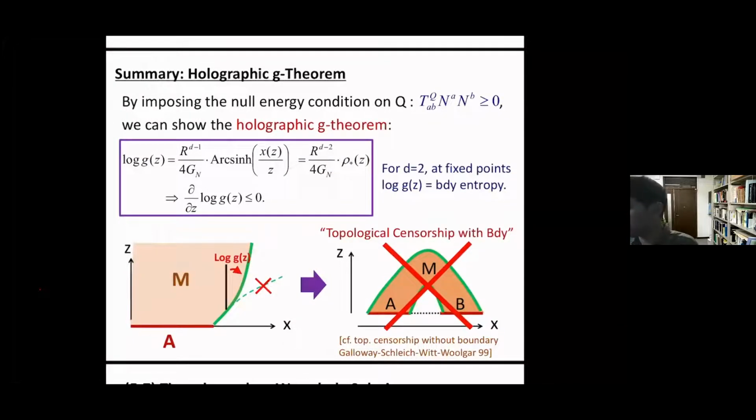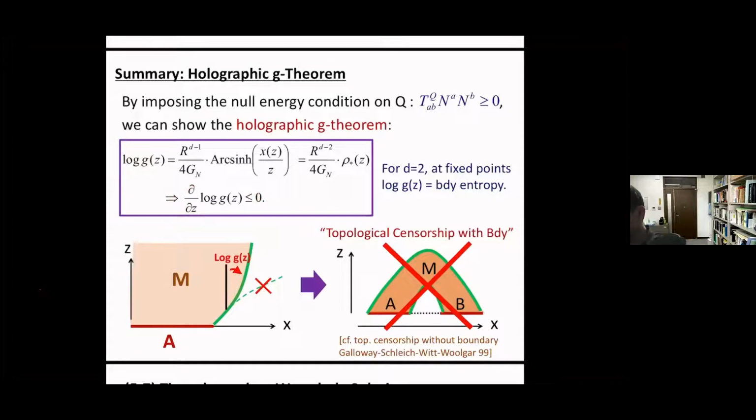By imposing the null energy condition, this contraction with T should be positive. And then we can prove this holographic g-theorem. The g function is defined by arcsinh of x over z. Basically, you can take this g(x, z) and just take this angle. This angle should decrease. Originally it is some non-trivial angle, but the gradient from the x direction should go to 0, so this angle should be decreasing under RG flow.